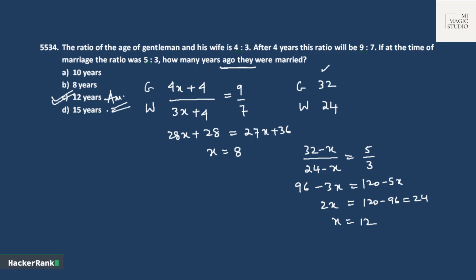Option C. Don't go in for the legal or illegal age. They were married 12 years ago according to the given data. Option C will fit in.